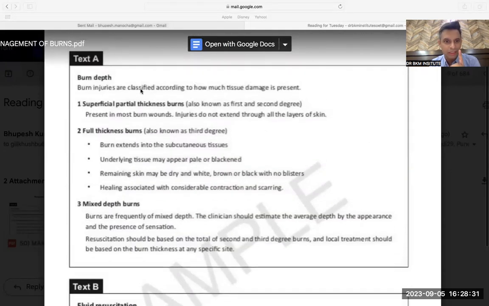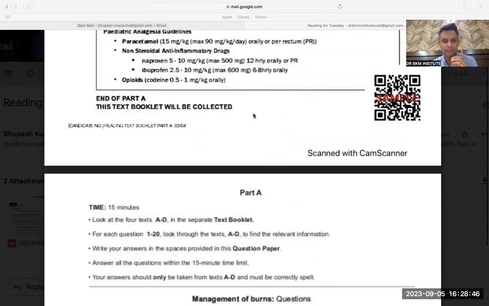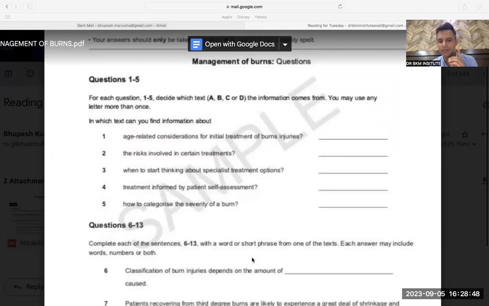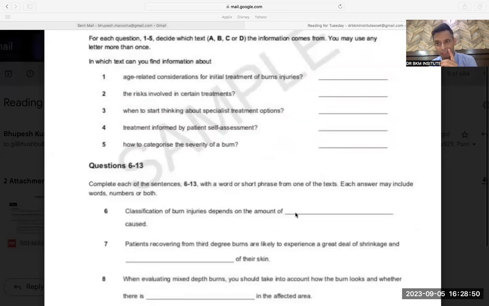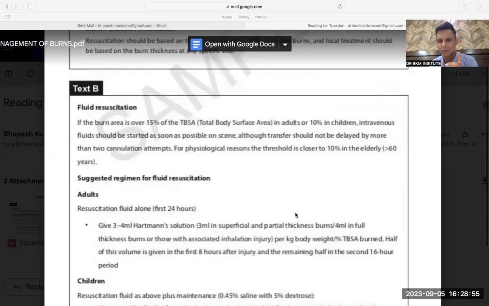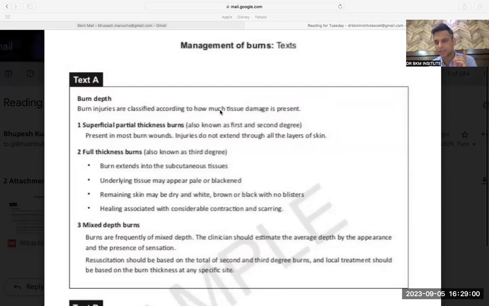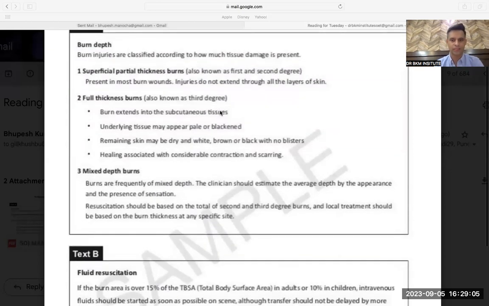Depends on how much tissue damage, classified according to how much tissue damage. So I think tissue damage is the word that is good enough. So if I try to fit in this word, classification of the burn injury depends upon the amount of tissue damage caused. That is what I think should be my answer, but this is not an easy reading, still I would try to do it. So tissue damage is the word. How much means severity of the tissue damage. Now I will go to the next thing.